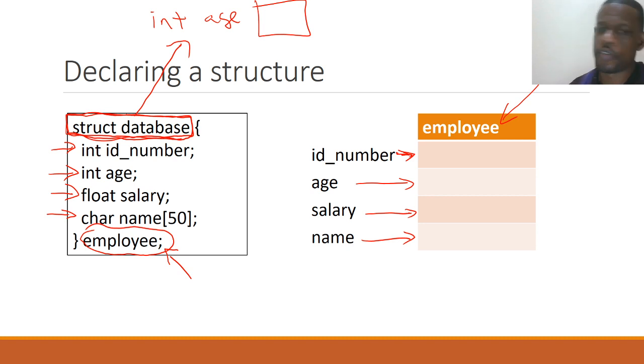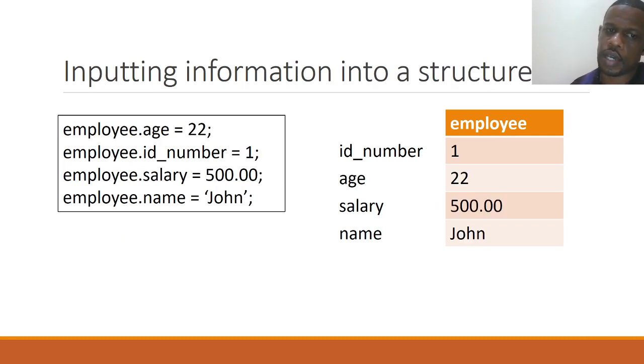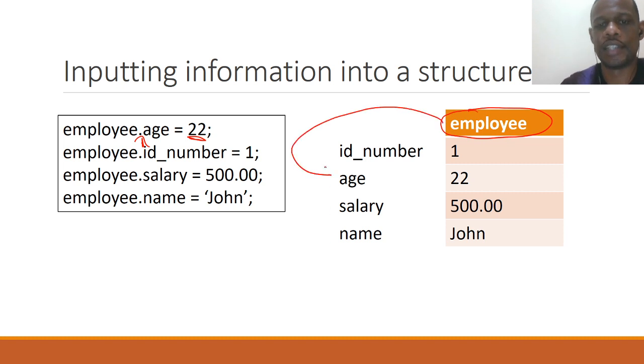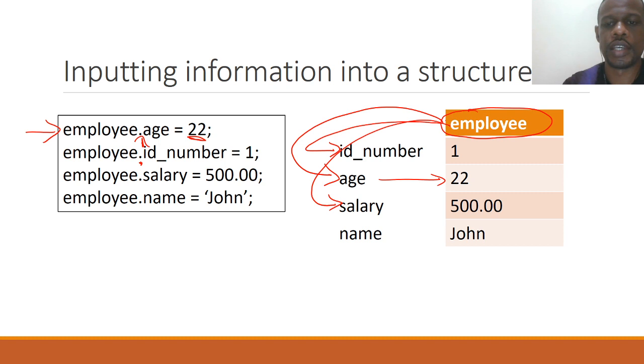Alright. So now if I want to put information into this, I could say employee.age equal 22. Now this dot here is going to say in the employee structure, I want the age to be 22. So when I say employee.age equals 22, that means put the 22 inside that part of the thing. When I say employee.id number is 1, I'm saying employee.id number goes here. Then I say employee.salary goes here. And then I say employee.name goes there, right?